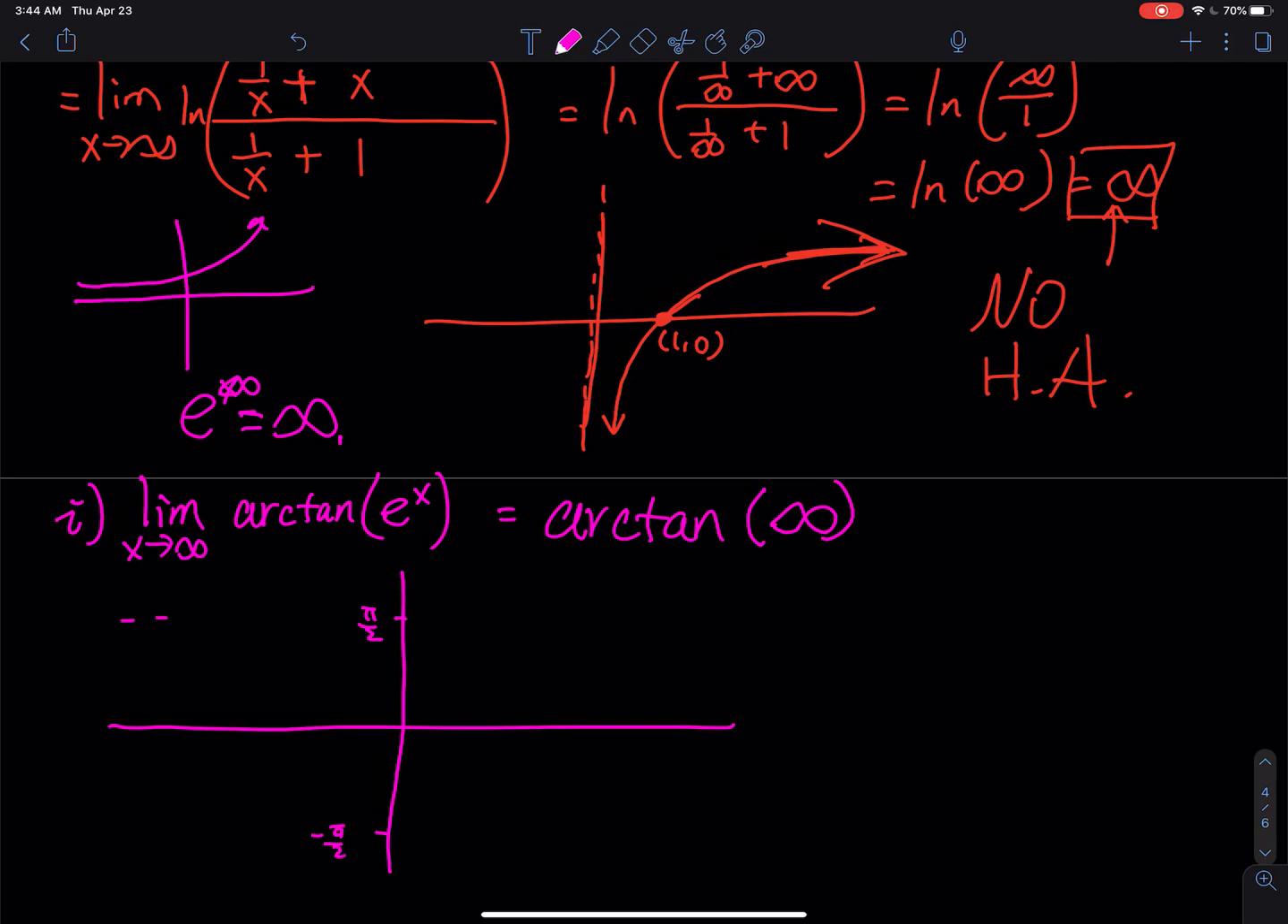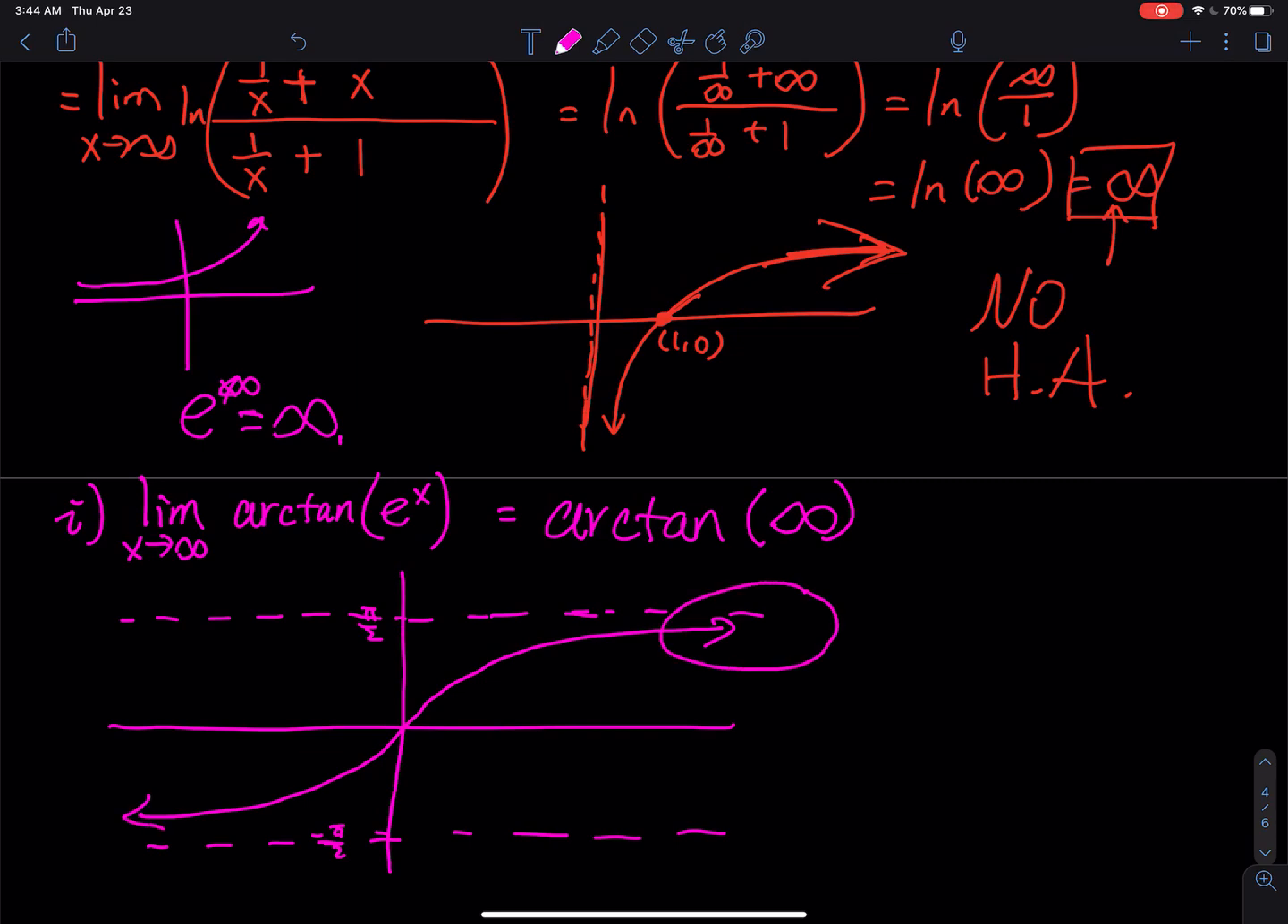So there are 2 horizontal asymptotes in the arctangent. The graph looks like this. I am looking at positive infinity, right? I am looking at this side. So as x approaches positive infinity, y approaches pi over 2. So y equals pi over 2 is my horizontal asymptote. So that is the last limit.